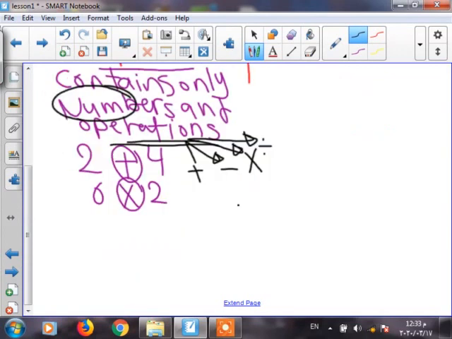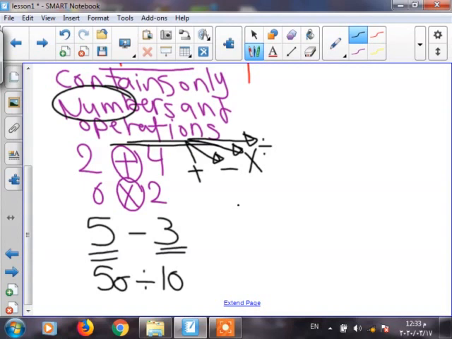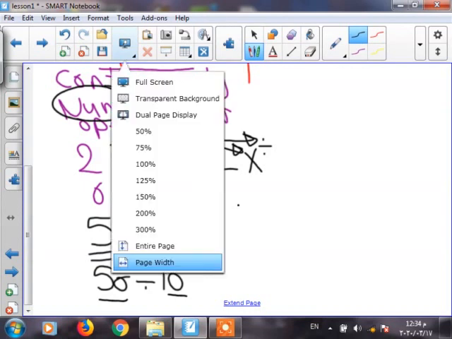And another one, if I have here 5 minus 3, this is called what? This is called a numerical expression, because I have here a number and another number, and between them a sign, like the operation. This operation is called minus, it's called subtraction. The next one, 50 divided by 10. I have here a number like 50 and the next number like 10, and between them an operation. This is called a numerical expression.